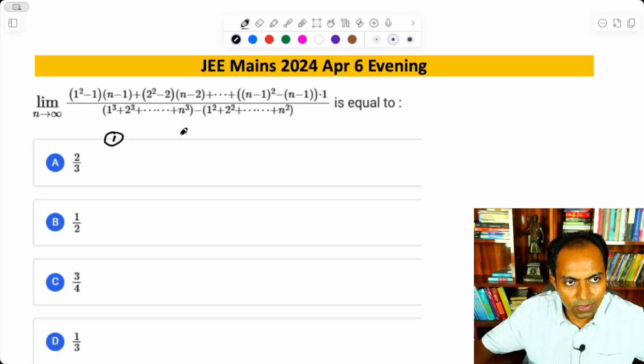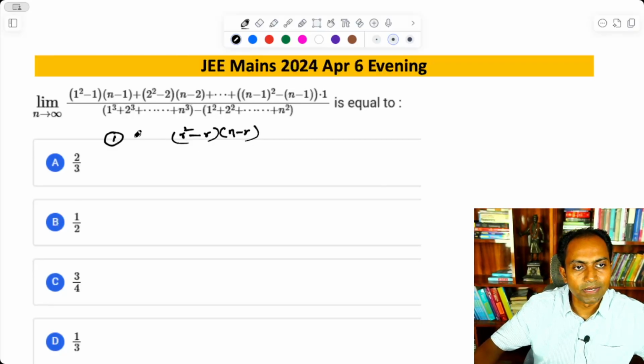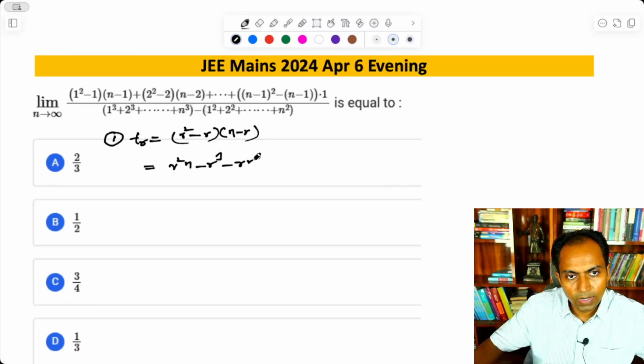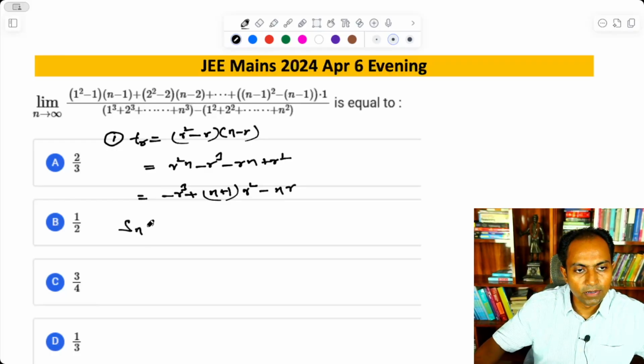You can see that the general term can be written as (r square minus n) into (n minus r). You can check. Now, let us write this general term T_r. If I write it down, the answer becomes r square n minus r cube minus rn plus r square. As a result, you can simplify this and write minus r cube plus (n plus 1) times r square and then minus nr. Now, if I want to write the sum till n terms, we will have to apply a summation over T_r.